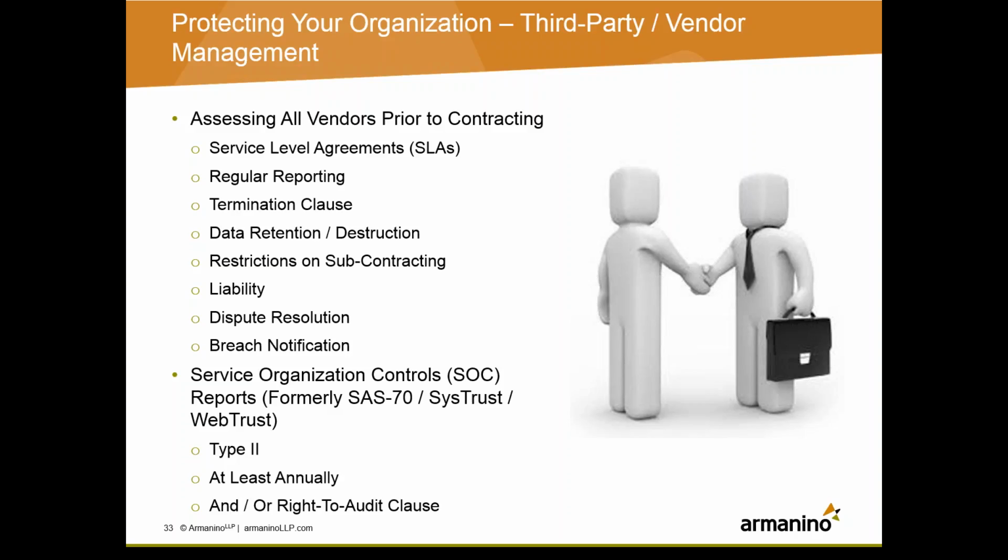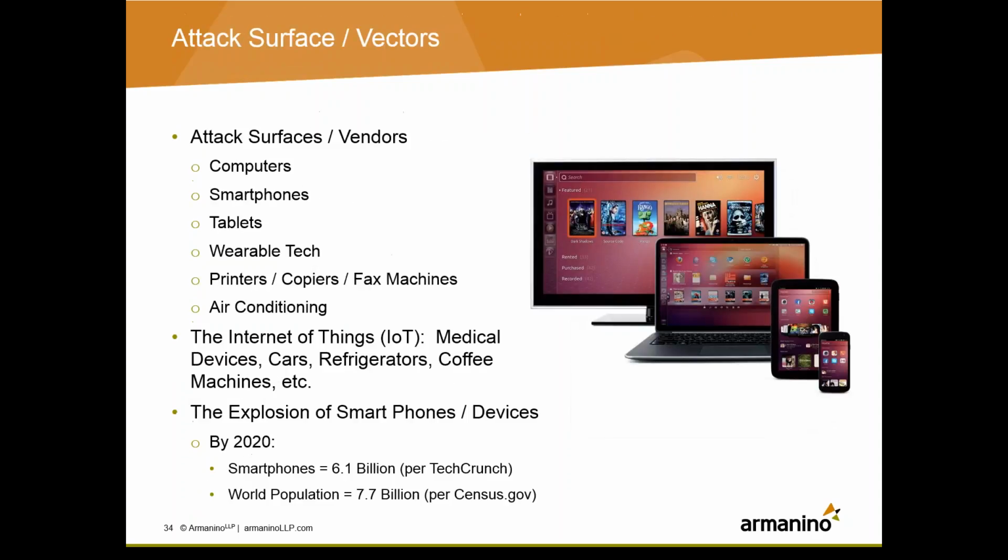What types of risks do they have? What types of controls do they have? So there's a whole upfront thing that you need to do before you contract with them. That's the first big bullet here. And then on an annual basis, you need to get a Service Organization Controls Report, affectionately known as a SOC report, or a SAS 70, Systrust, WebTrust, or you need to go audit them yourself. So that's how you do that and maintain your risk mitigation on an ongoing basis.